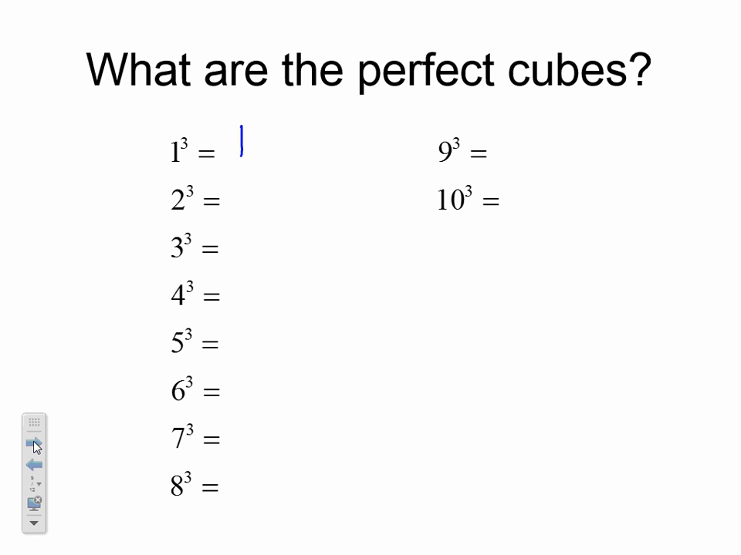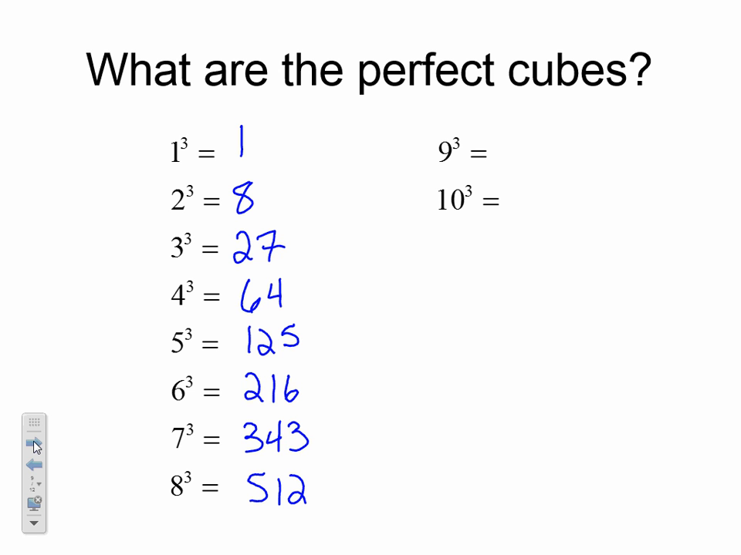So 1 cubed is 1, 2 cubed is 8, 27, 64, 125, 216, 343, 8 cubed is 512, 9 cubed is 729, and 10 cubed is 1,000.